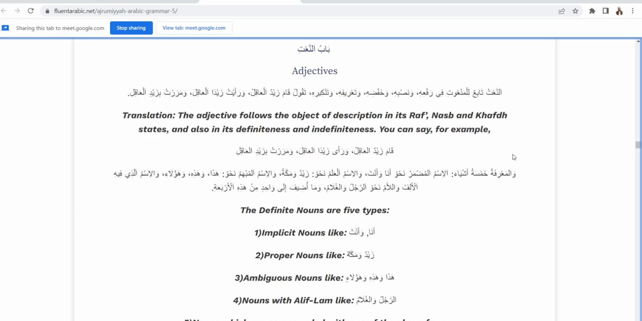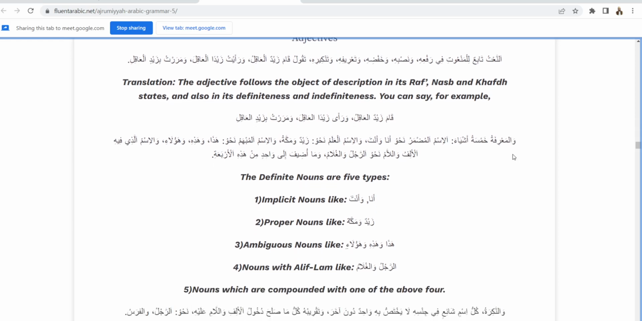قام زيد العاقل. Stood up Zayd al-Aqil. He didn't say Zaydun Aqil. قام زيد العاقل. No, he said al-Aqil. Why? Because Zayd has been defined. So Aqil is defined. ورأيت زيدا العاقلة. I saw زيدا العاقلة. Look here, عاقلة is like Zaydan in Nasb, and also it is defined because Zayd is defined. ومررت بزيد العاقل. This is clear.